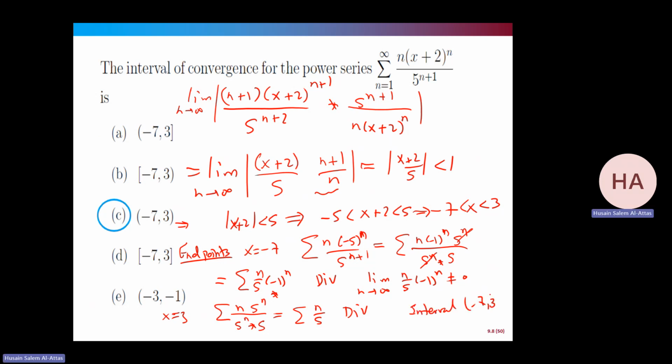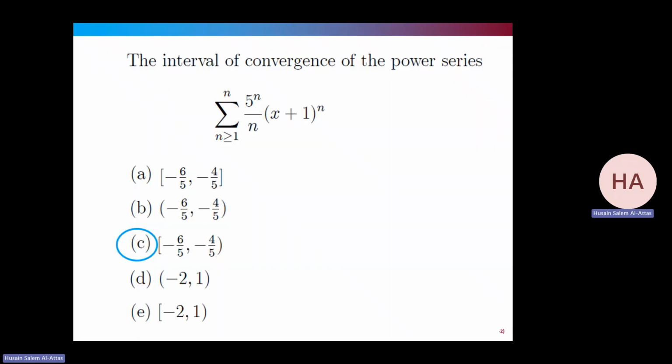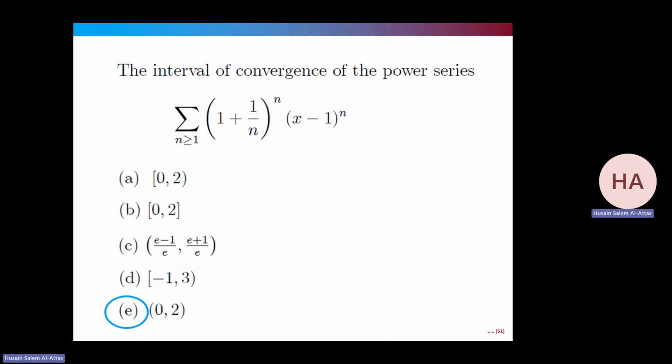Minus 7 and 3, which is this. Open. Both open. Okay. This one I will do the root test, see what will happen. I will do the root test. So I have limit n goes to infinity. I think the root test will be easier.